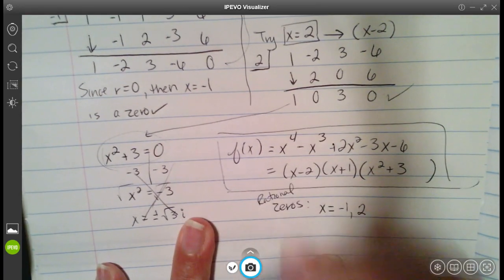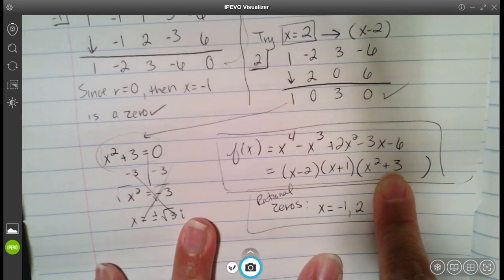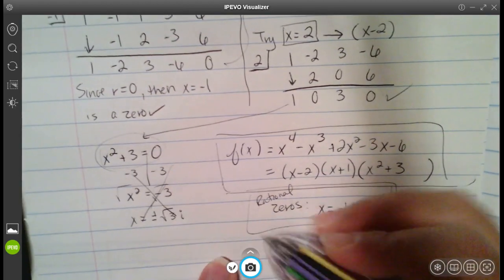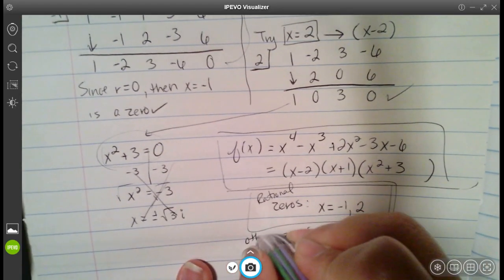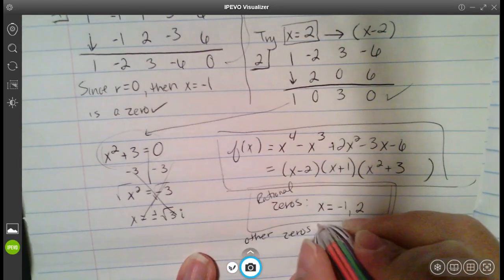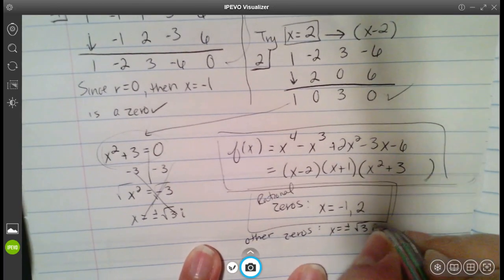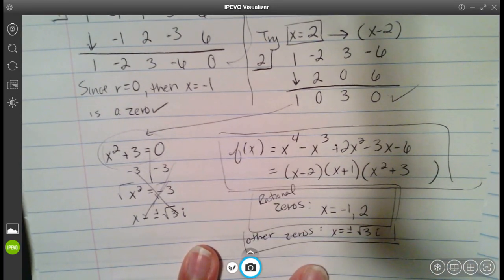Okay, these ones are going to be zeros as well, but they're going to be decimals pretty much. They're going to be approximations. So if you wanted to put that here, we can say other zeros would be x equals plus or minus the square root of 3i, which is some really weird small decimal that's probably not even going to, well, it's not going to actually cross. It's going to be a little bit above or below, okay? So that's it for that one.